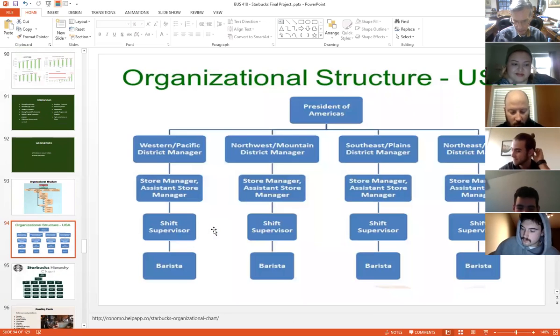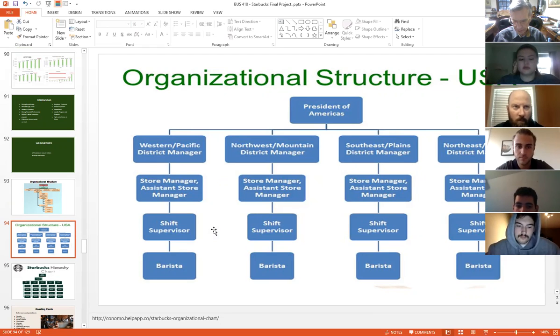Okay, now we have the organizational structure for the U.S. Again, the president of the Americas, which is divided into four sections: Southeast, Northwest, the Western, the Northeast, and then we have the respective store managers. It's a very uniform structure. This is how they're set up.